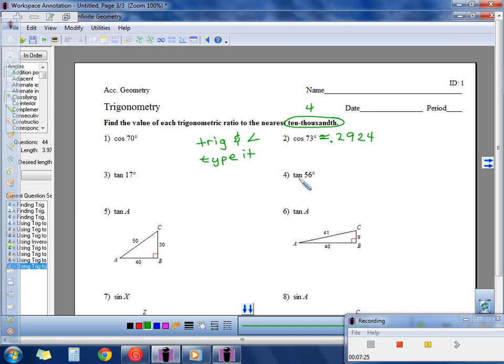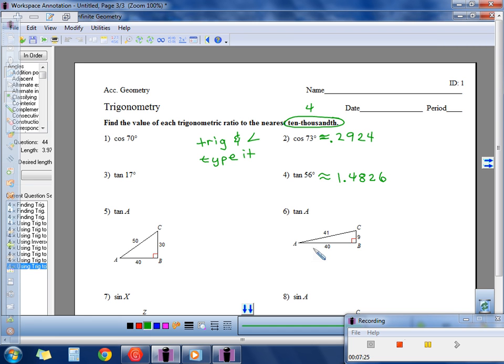Number 4. Try to type in tangent 56 and press enter, and tell me what you get there. 4826 is what I heard. 1.4826. There's your approximation for the tangent of 56 degrees. Those are easy.